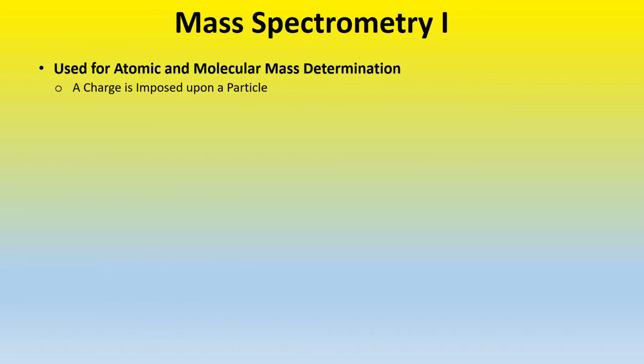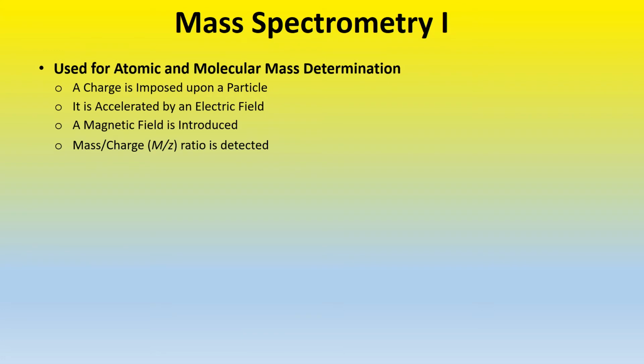A charge is imposed on a particle. That particle is then accelerated by a magnetic field, by an electric field rather. A magnetic field is introduced, which will bend the particle in one direction or other. And depending on how much the particle is deflected, a mass to charge ratio, m/z, is detected. Most particles ionize to z equals 1, plus or minus 1.